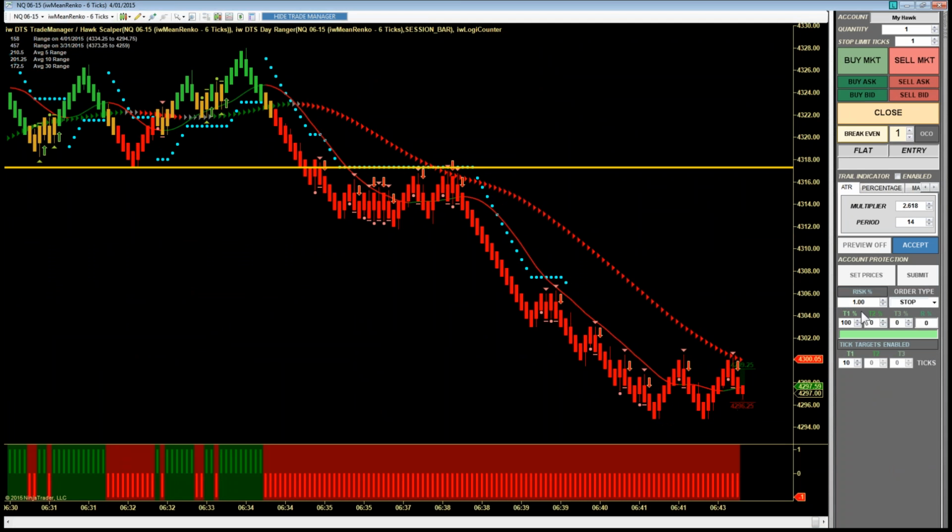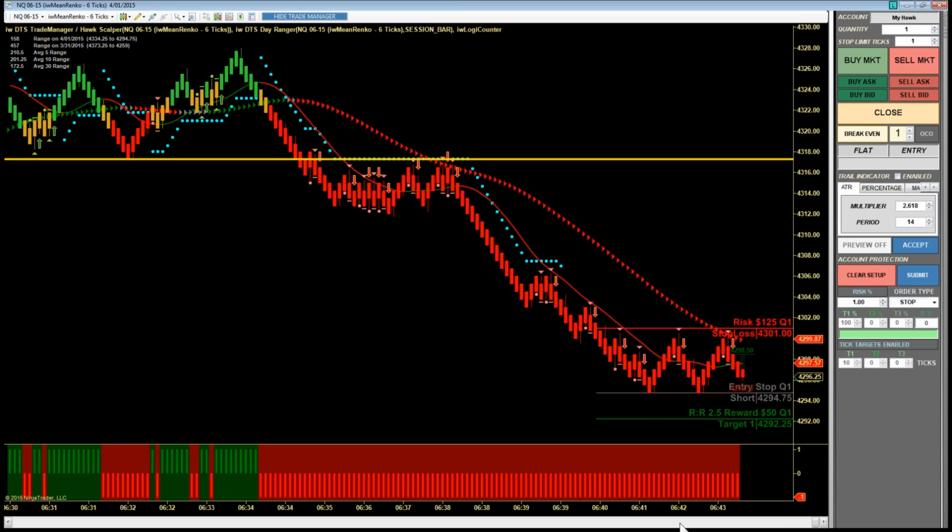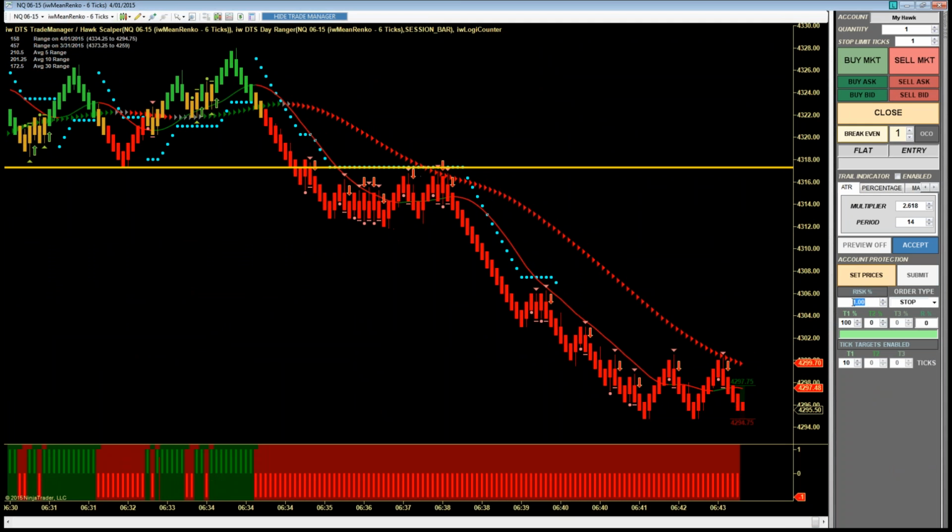So let's say we're going to take this macro pullback signal. You can see right now I'm set at 1% of my trading capital. That means no matter where I place my stop loss, let's say I place my stop loss right here for starters, you can see I'm risking $125. Actually, let me dial that up to 2%, which is what I normally do.